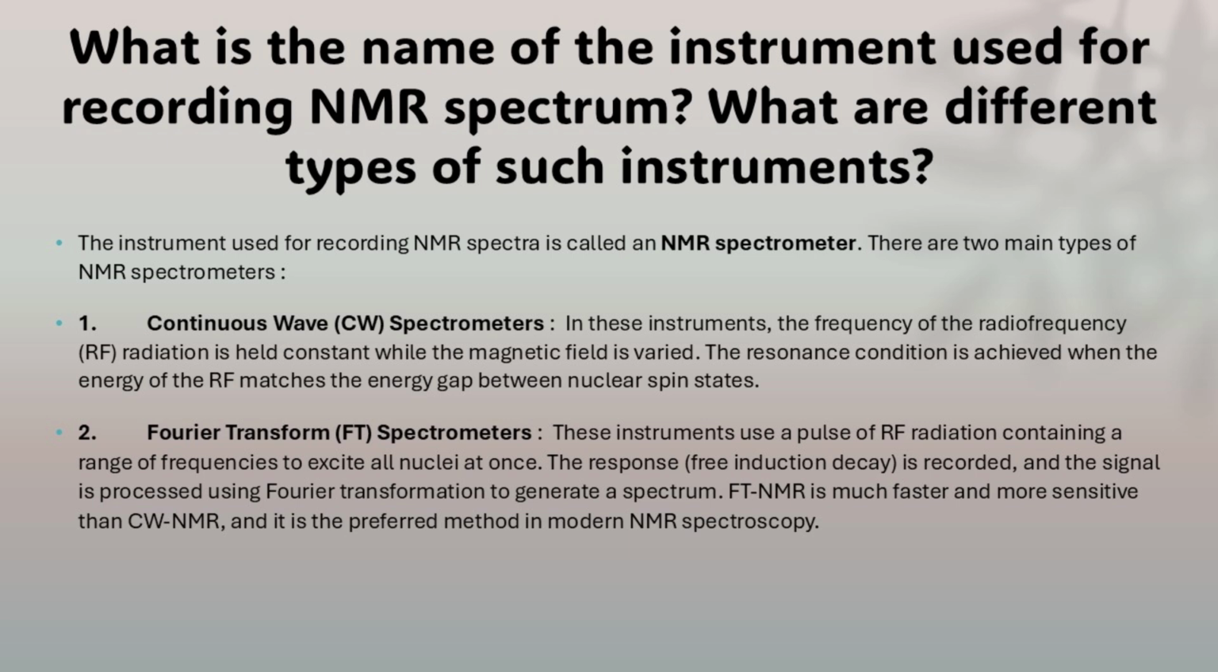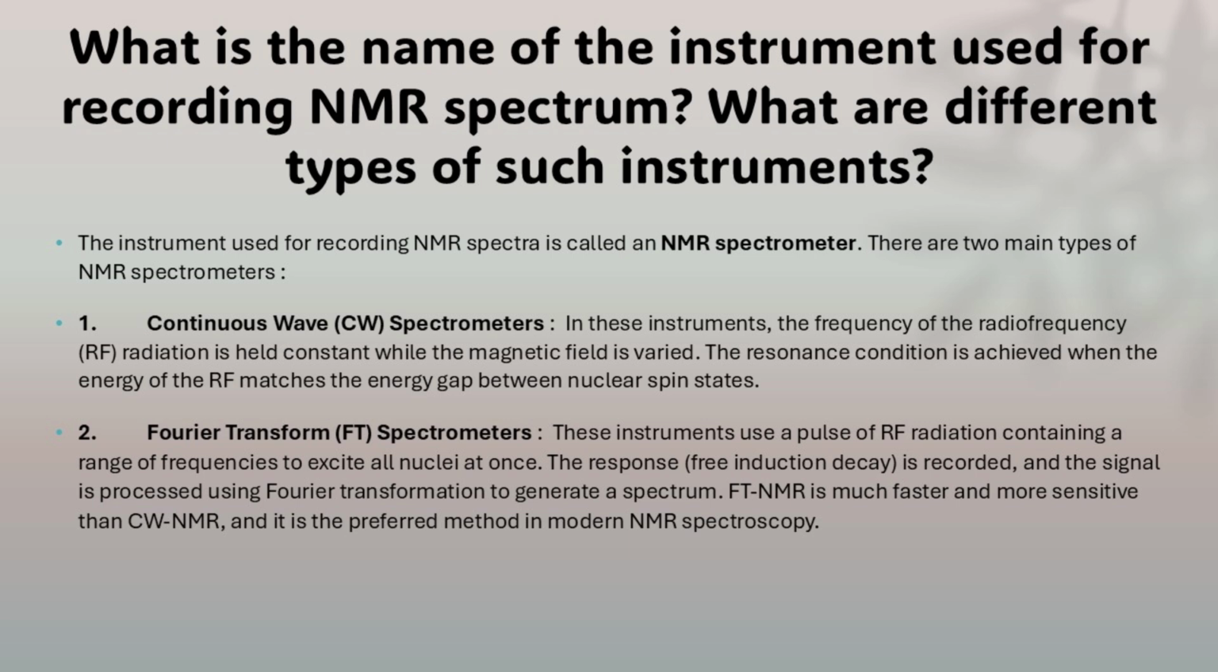1. Continuous wave, CW, spectrometers. In these instruments, the frequency of the radio frequency, RF, radiation is held constant while the magnetic field is varied. The resonance condition is achieved when the energy of the RF matches the energy gap between nuclear spin states.